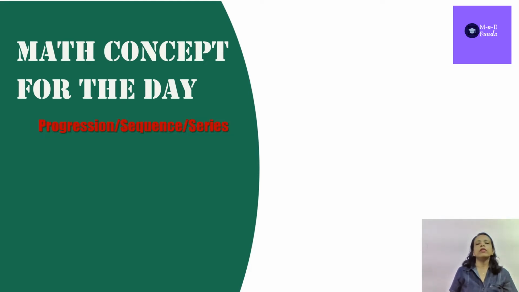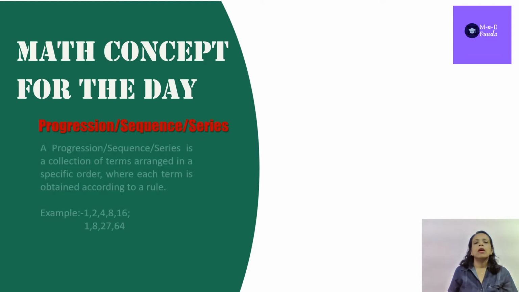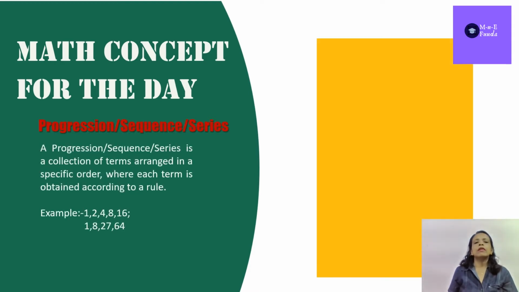So first we start, what is progression? Progression means a sequence, and it has a synonym also, series. So what is progression? Progression, sequence or series is a collection of terms arranged in a specific order where each term is obtained according to a rule.